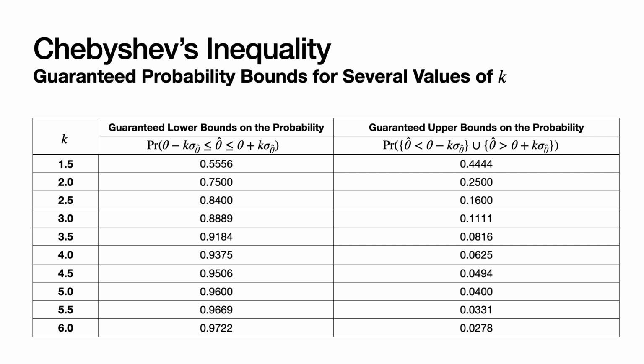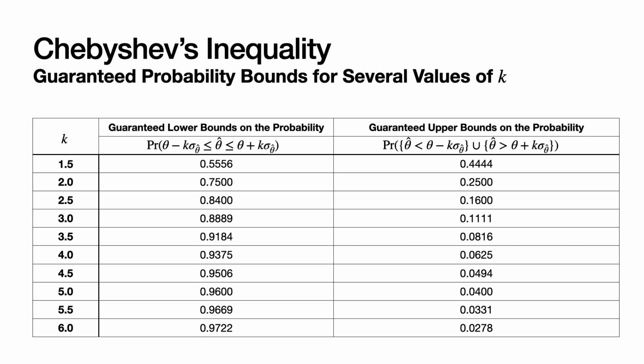Using a value of 4 for k, we see that the probability that the unbiased estimator theta hat takes on a value within 4 standard errors of the true value of theta is guaranteed to be at least 0.9375. The complement says that the probability that theta hat takes on a value more than 4 standard errors away from theta is guaranteed to be no more than 0.0625.